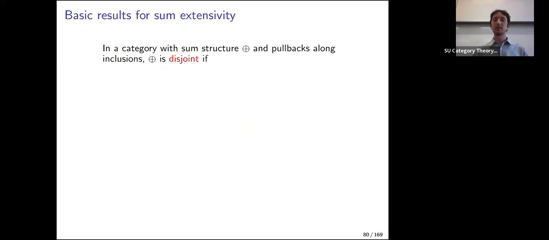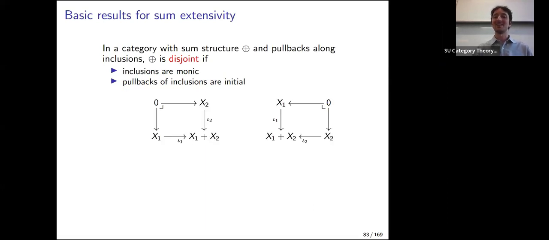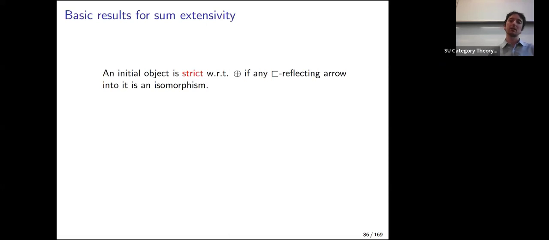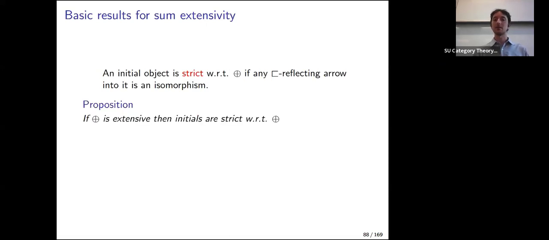The definition of disjointness is pretty much the same as for extensivity. If I have some structure and I have pullbacks along inclusions, then we say that structure is disjoint if inclusions are monic and pullbacks of inclusions are initial. Same picture. And if a sum structure is extensive, then it's disjoint. That one adapts straightforwardly. Here we say that an initial object is strict with respect to a sum structure if any C-reflecting arrow into it is an isomorphism, not that any arrow into it is an isomorphism. And if a sum is extensive, then initials are strict with respect to that sum.